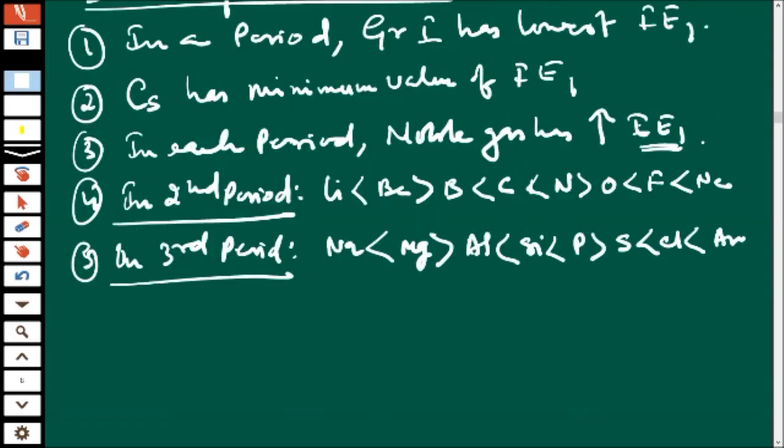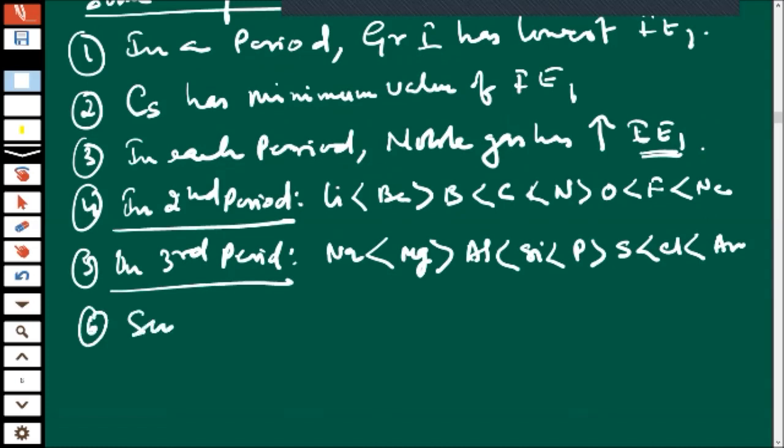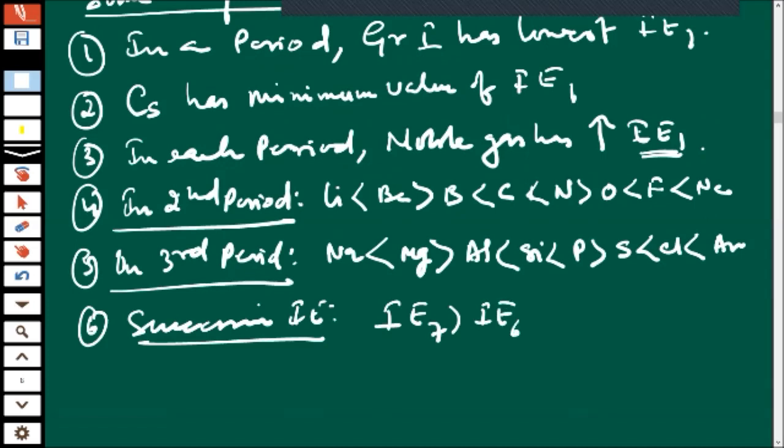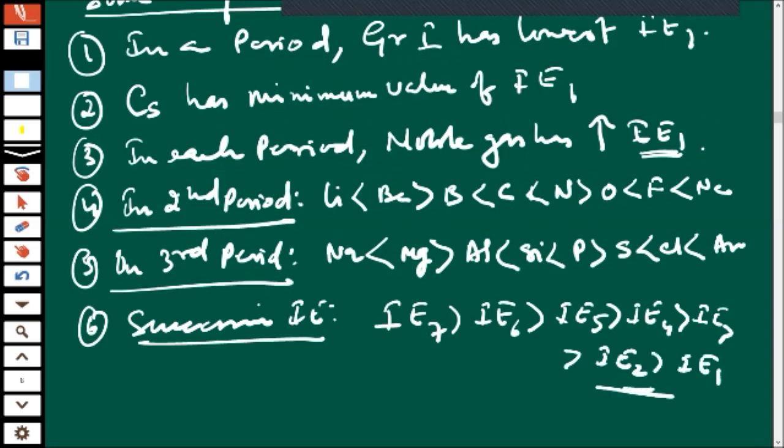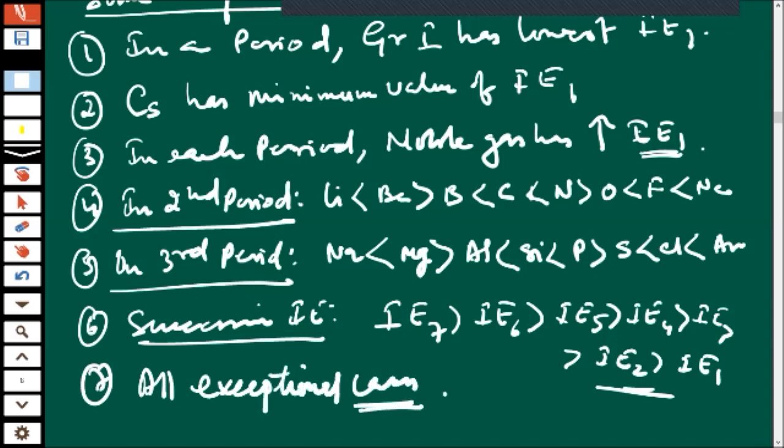More or less, regarding successive ionization energy, we can say that IE7 is greater than IE6, which is greater than IE5, IE4, IE3, IE2 and IE1. And remember all exceptional cases. All exceptional cases, okay, children.